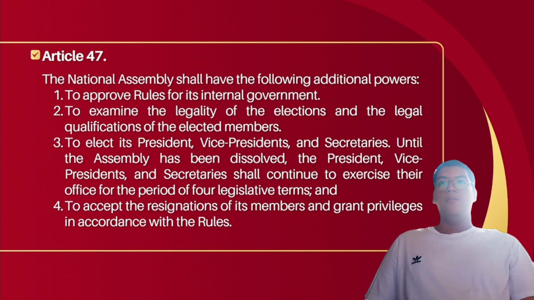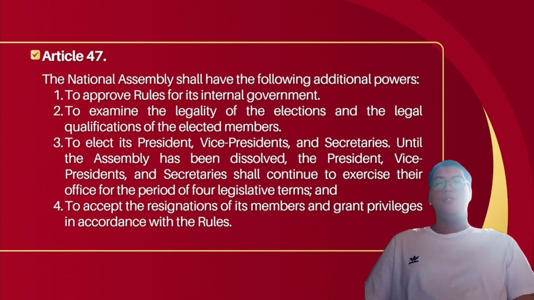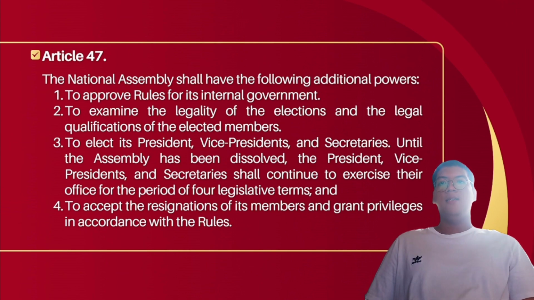Article 47. The National Assembly shall have the following additional powers. Number 1. To approve rules for its internal government. Number 2. To examine the legality of the election and the legal qualification of elected members. 3. To elect its president, vice president, and secretaries until the Assembly has been dissolved. The president, vice president, and secretaries shall continue to exercise their office for the period of 4 legislative terms. 4. To accept the resignation of its members and grant privilege in accordance with rules.